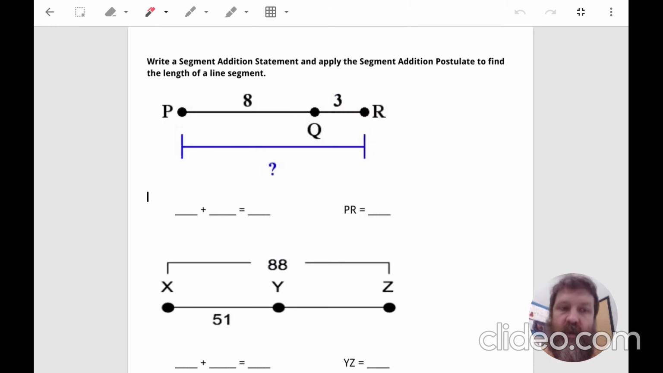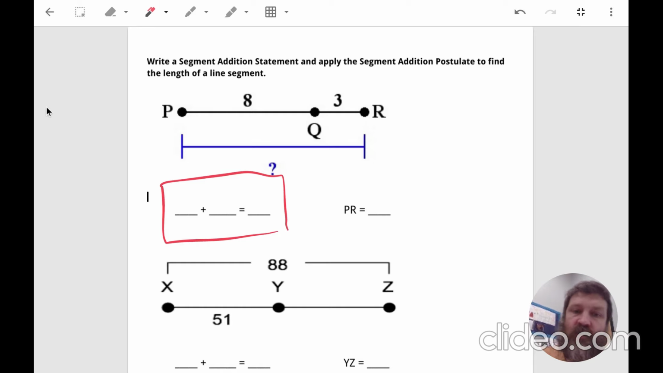All right, looking at the next section, you've got the segment addition statement. You need to do 2 things in these problems. You're going to first write the statement for that relationship, and then second, you're going to write the answer that you get in terms of the number answer. So what I mean by that, I'll demonstrate on this first problem.